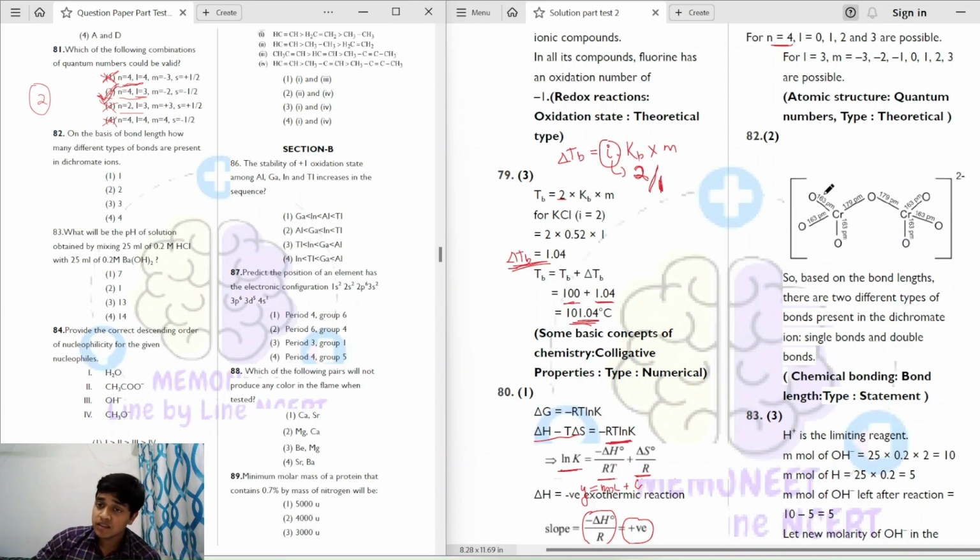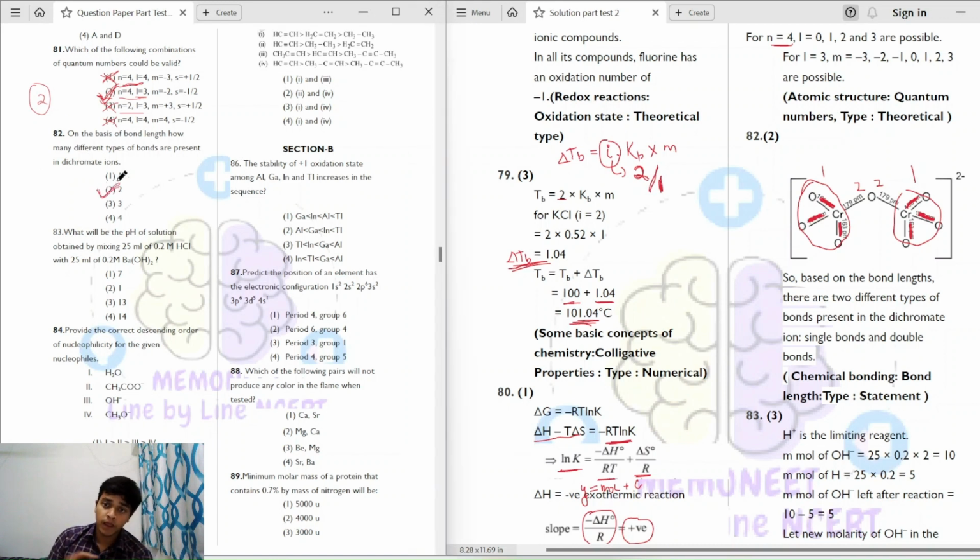These terminal bonds are double bonds, right? So the chromium forms a double bond with each terminal oxygen. Here is a double bond, this is also a double bond, and this is also a double bond. So all these six Cr-O terminal bonds are of a similar type, and the bridging Cr-O bonds are of another type. So there are a total of two different types of bonds present in the dichromate ion. So the correct answer will be option 2.